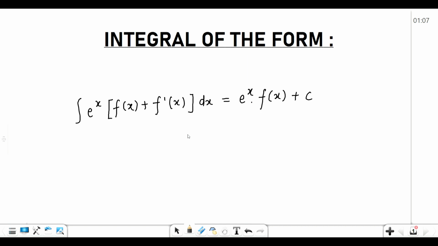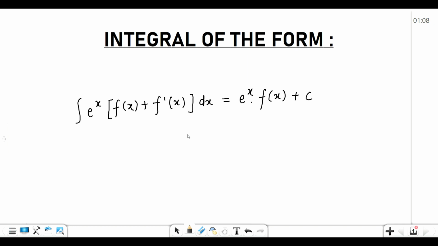Today we are going to study the new form of the integral, which is the integration of e raised to x, in the bracket f of x plus f dash of x, dx, is equal to e raised to x f of x plus c. Now this is a new form of integral where there are three things.